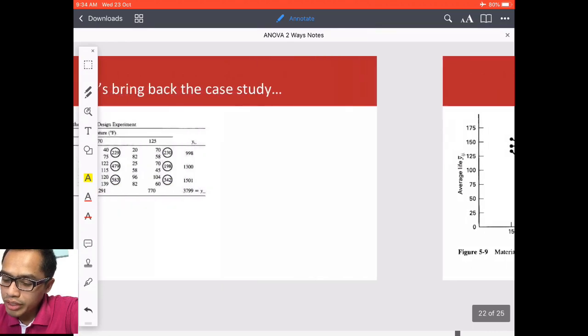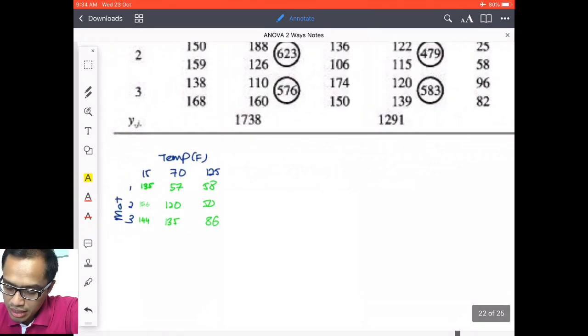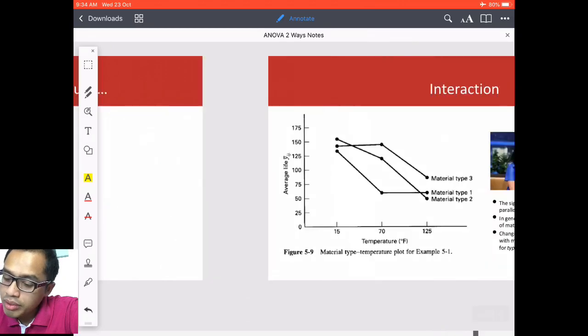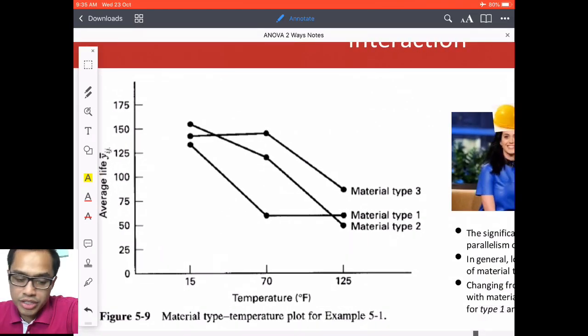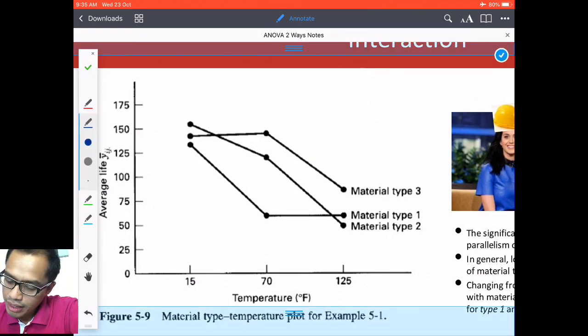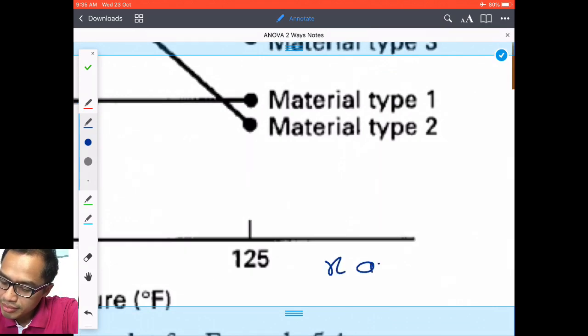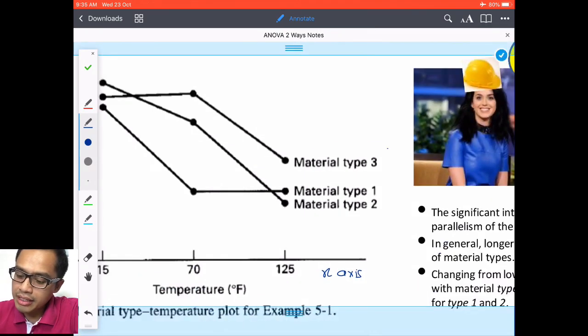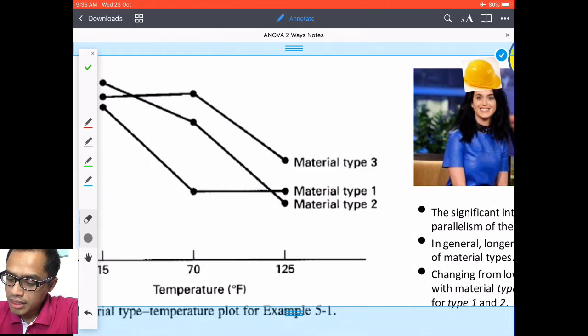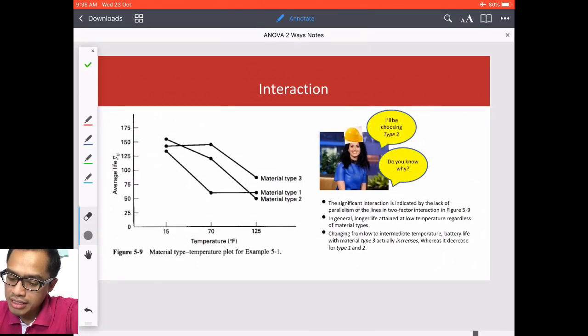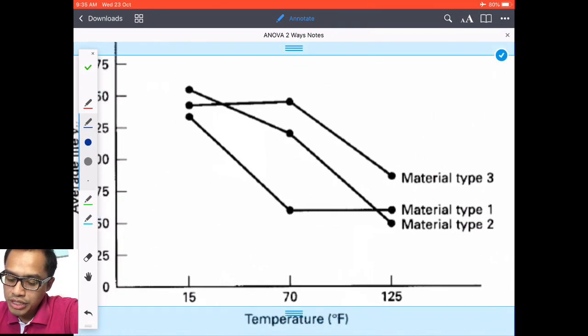So, when you plot this, you can plot it this way, you see? Now, here the temperature is on the x-axis, and the material type is on the y-axis. Let's take them all. In this slide, Katy Perry says she will be using type 3. Now, look at this. Do you see any interaction?